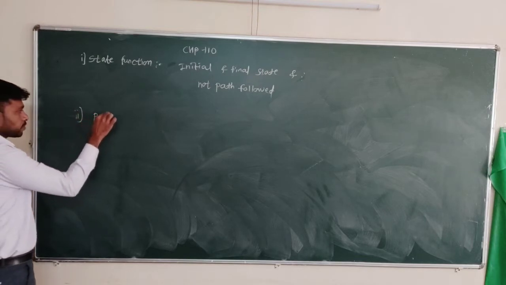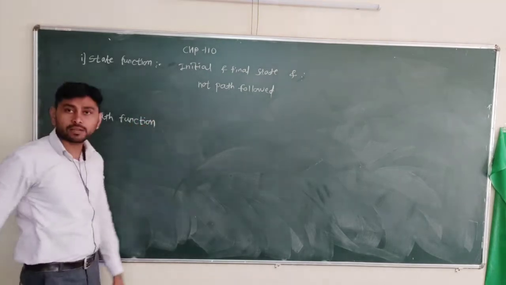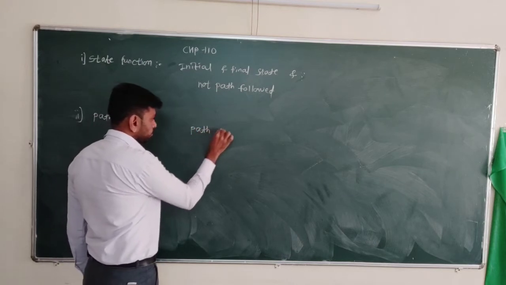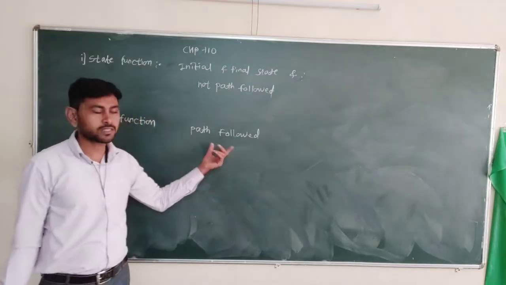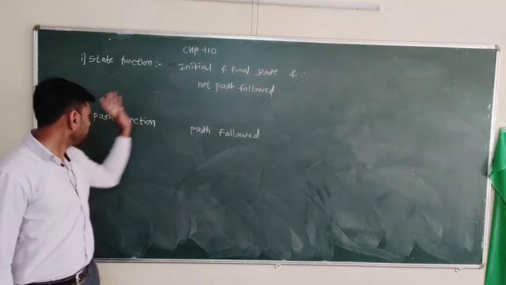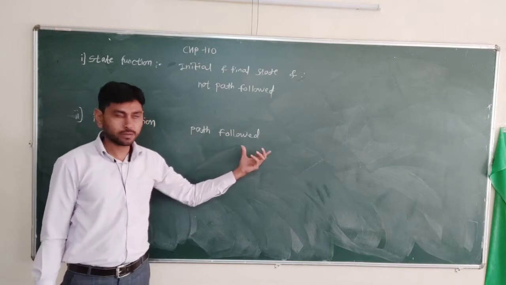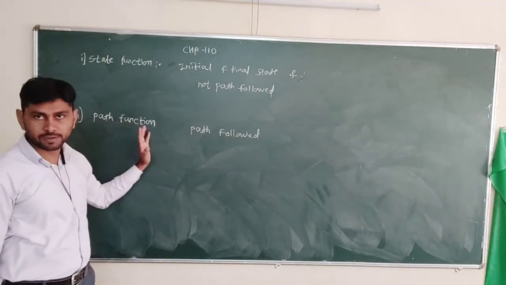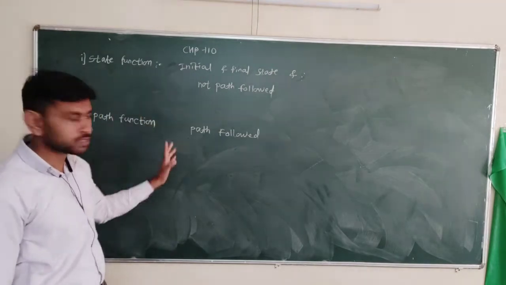Second, path function. Path functions are those state variables which depend on the path followed. Then these functions are called path functions. So state functions depend on the initial and final state of the system, and path functions depend on which path the reaction or process follows, and the functions that depend on the path followed are called path functions. So let's see an example, and you will understand the difference between state function and path function.